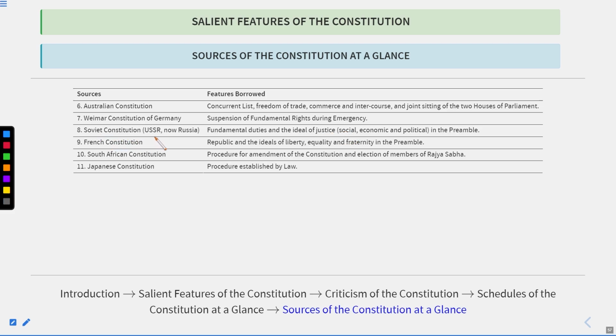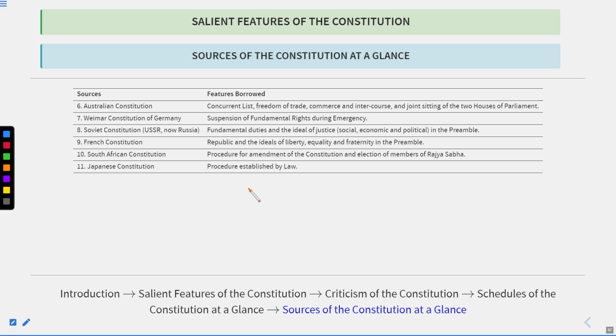From the Soviet Union, USSR, now known as Russia, we had brought fundamental duties and ideals of justice like social, economic, and political in the preamble. From the French Constitution, Republic and the ideals of liberty, equality, and fraternity in the preamble we had brought. From the South African Constitution, procedure for amendment of the Constitution and election of members of Rajya Sabha we had brought. And from the Japanese Constitution, basically procedure established by law we had brought.